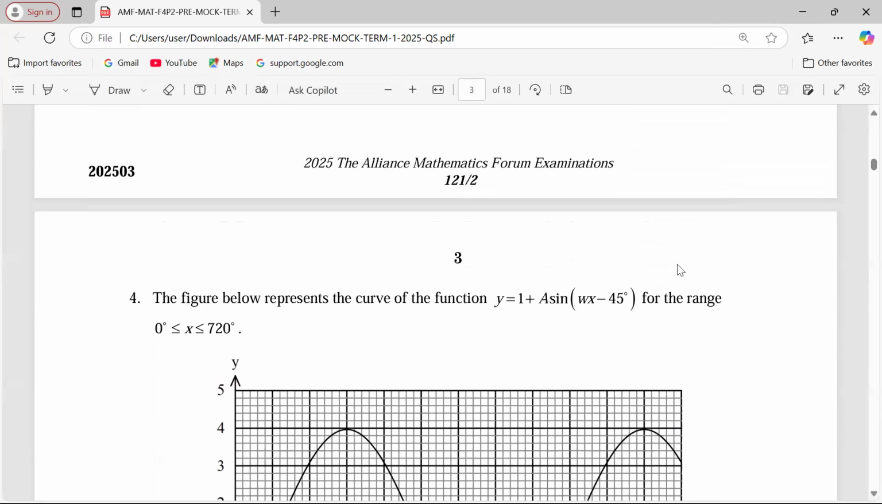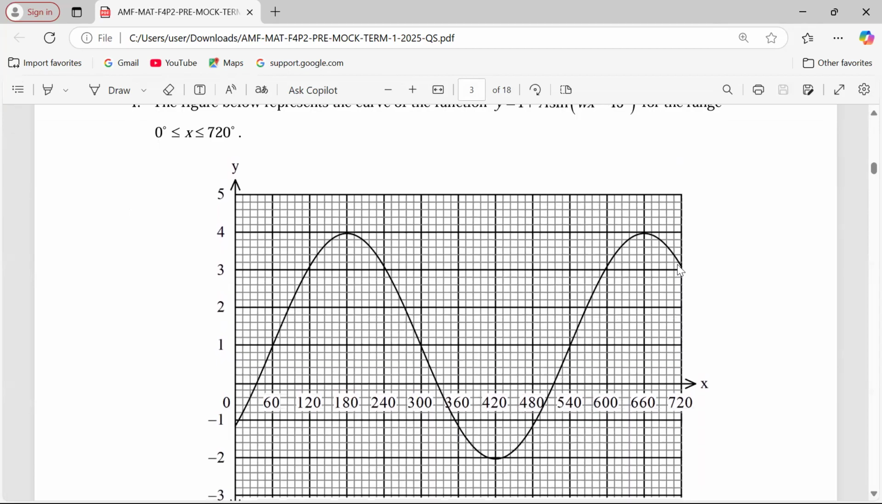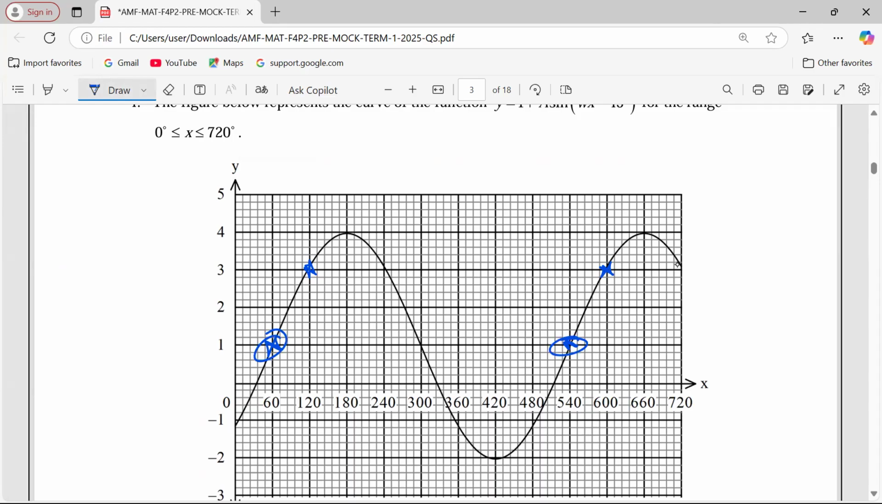Yeah, this is where we are. So I'm saying, we had already considered 120 all the way to 600. So we can still consider 60 all the way to 540. From 60 all the way to 540, you take 540 minus 60, and I'm still getting 480. You can still consider 180 from this point all the way to 660. That is still another complete wave.